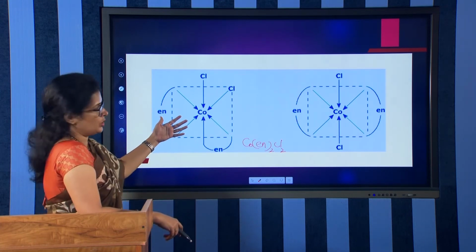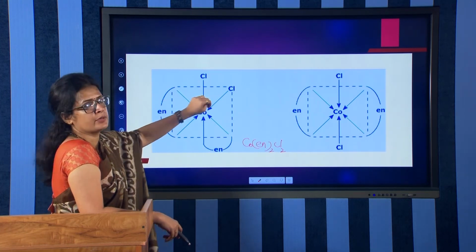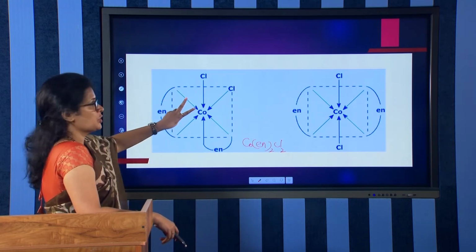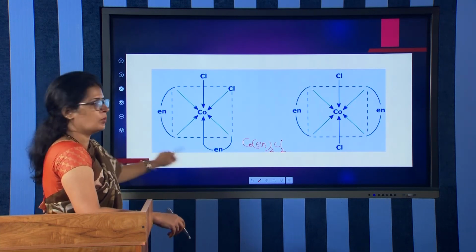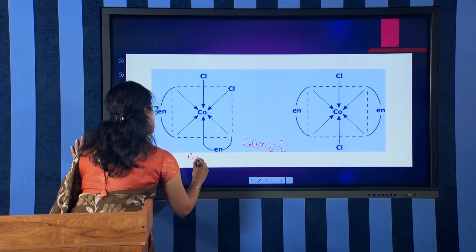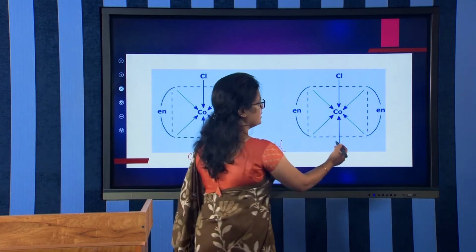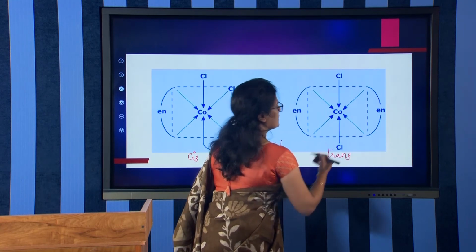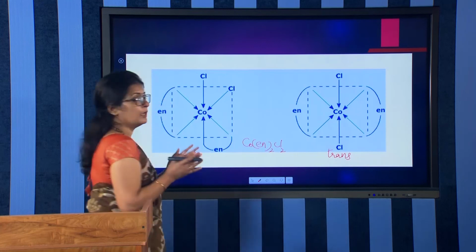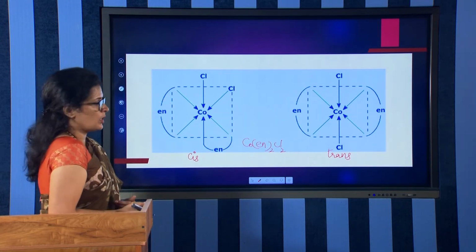See the structure, see the orientation of ligands here. Here these 2 chloride ions are in a cis position. These chloride ligands are in a cis position, so this is called a cis isomer. And when we look at this complex, the chloride ions are in a trans position. It is a trans isomer, similar groups on the opposite position. So, this type of complexes will be showing cis-trans isomerism.